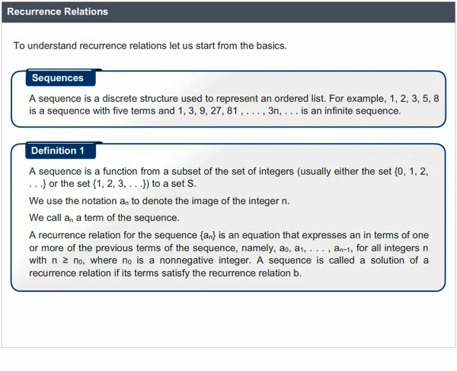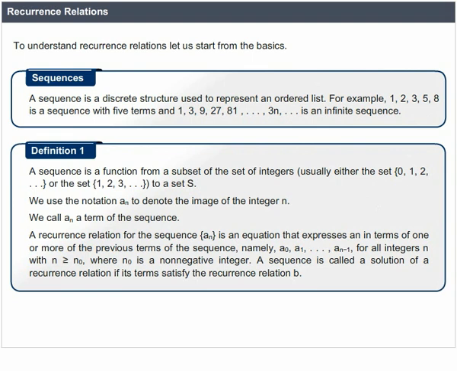A recurrence relation for the sequence a_n is an equation that expresses a_n in terms of one or more of the previous terms of the sequence, namely a_0, a_1, etc., a_(n-1), for all integers n with n greater than or equal to n_0, where n_0 is a non-negative integer.